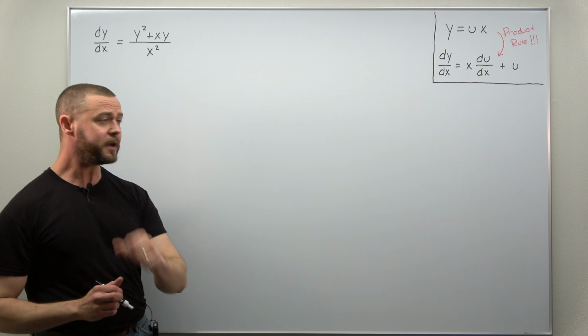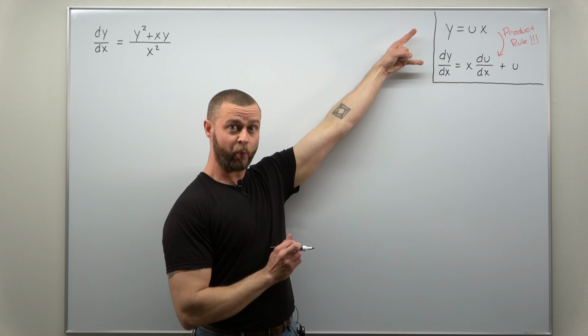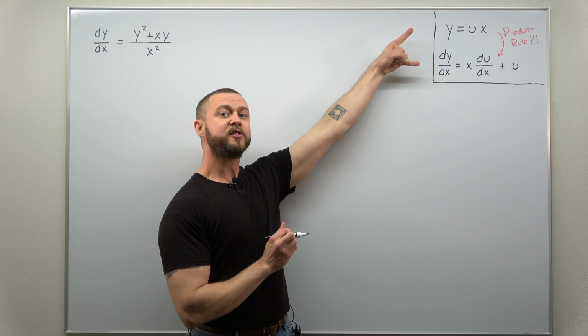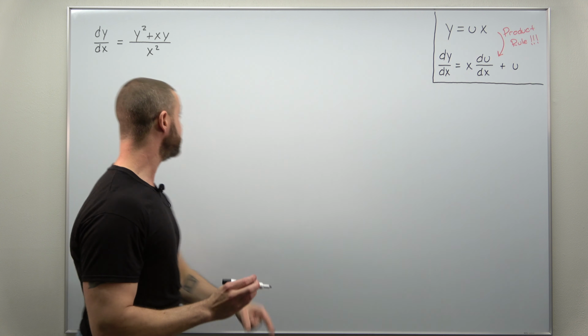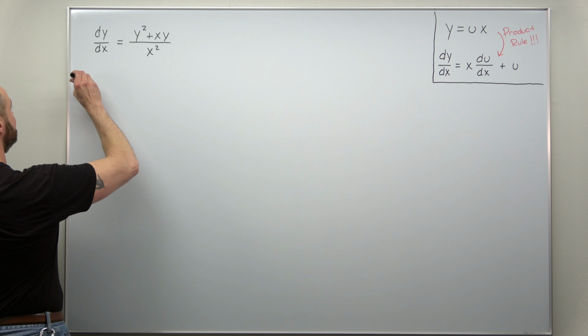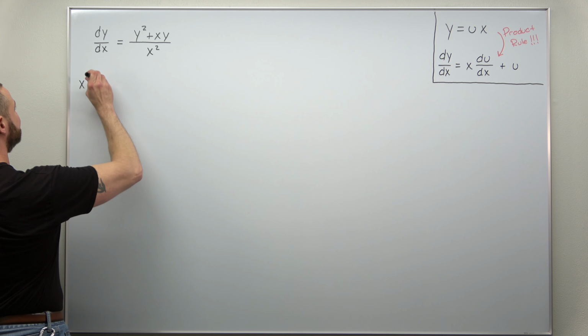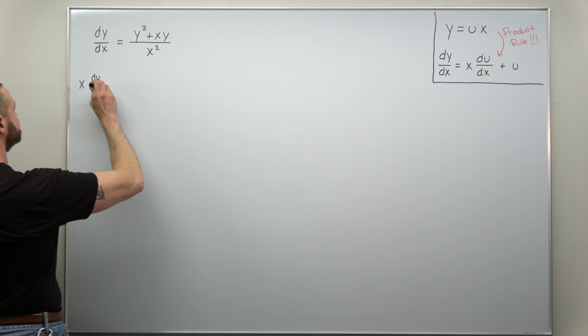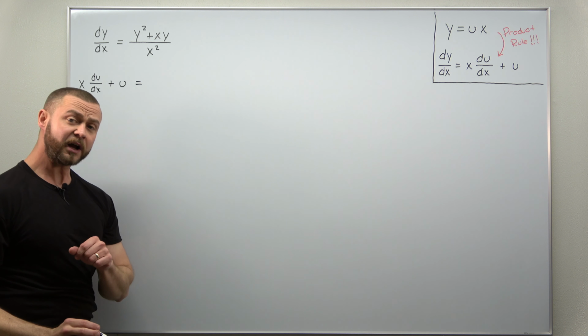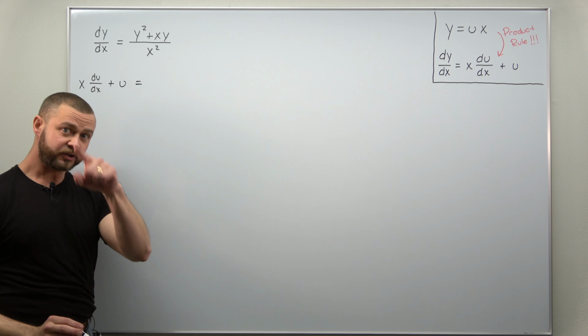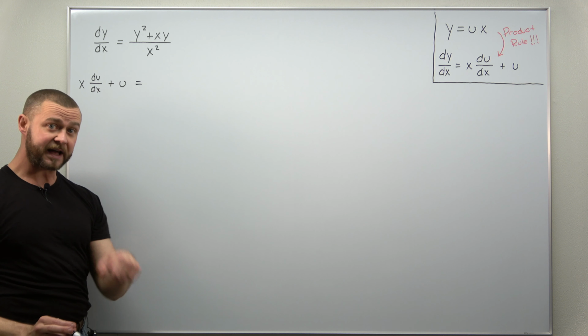All right, we can jump immediately to our substitution, y equals u times x, and the substitution from the product rule for the derivative. Let's just go ahead and plug those in. Left side, that's going to become x times du over dx plus u. And on the right side, all y's we're going to replace with u times x.